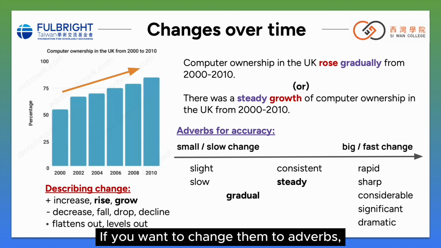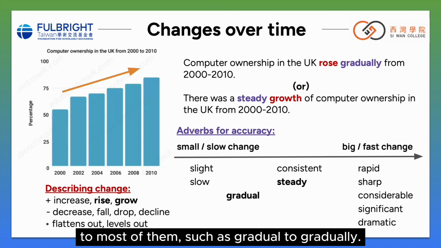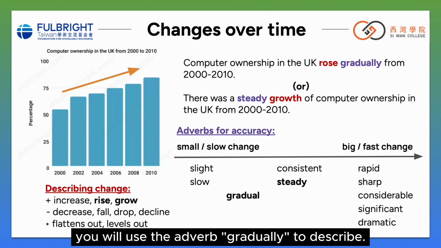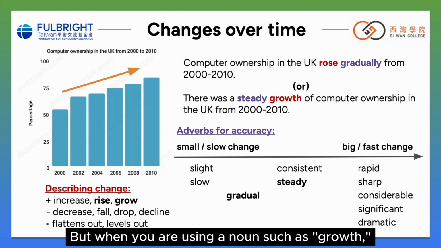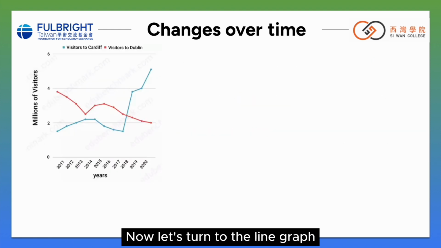If you want to change them to adverbs, you can add ly to most of them, such as gradual to gradually. When you are using a verb such as rose, you will use the adverb gradually to describe. But when you are using a noun such as growth, you will use the adjective form steady. Now let's turn to the line graph and see some changes over time.